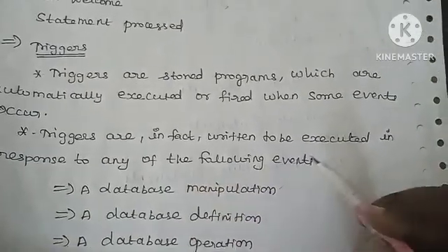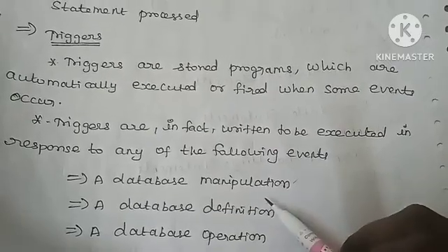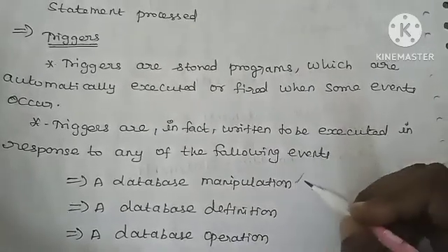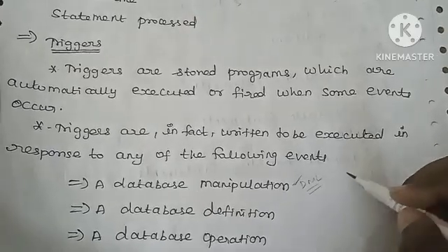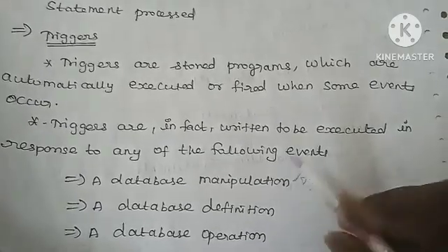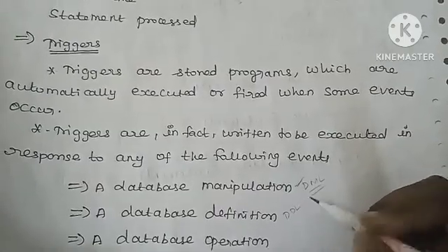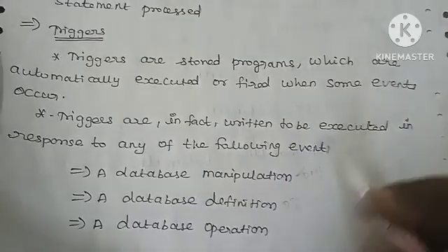In triggers, we can write statements to be executed. Which statements are executed? Data manipulation language, that means DML. The DML commands are select, update or delete, and we can use these with triggers. And then database definition, meaning DDL, where we use create, alter, drop and so on.